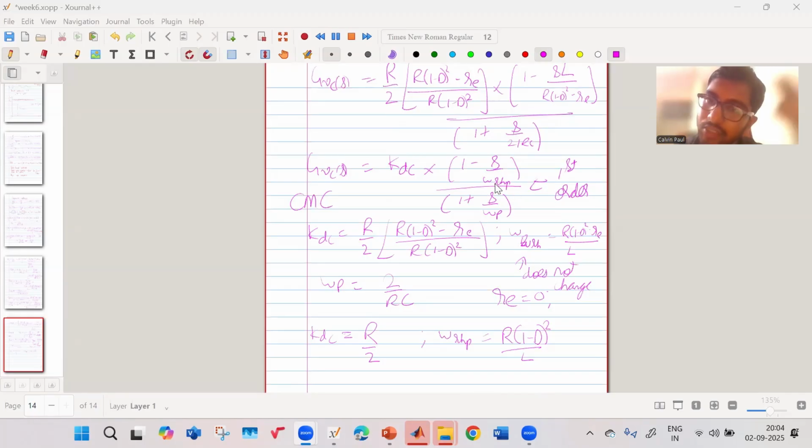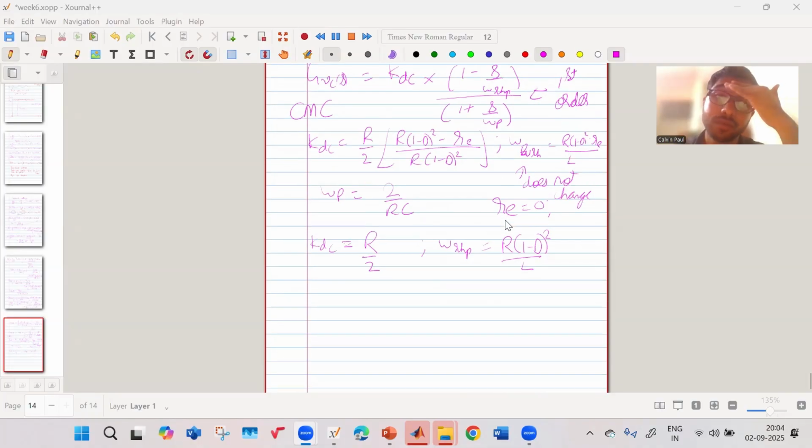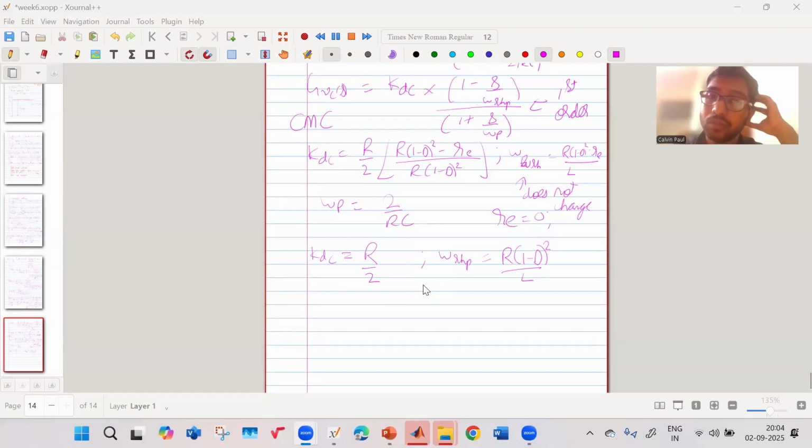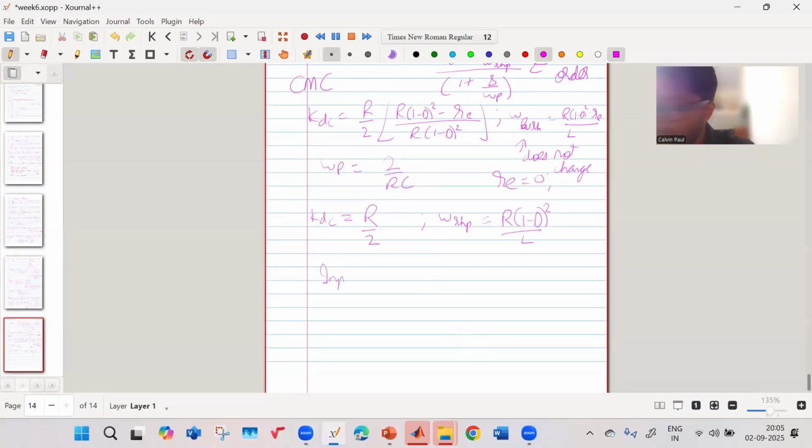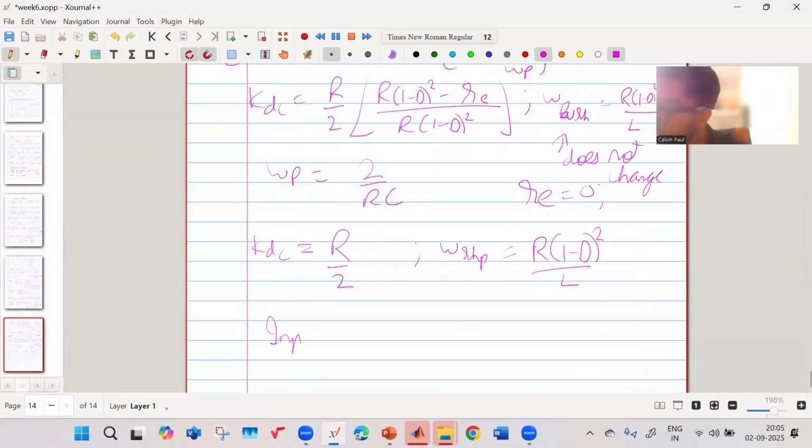The RHP zero location does not change. The pole gets changed; it becomes a different pole. So this is for current mode control, the RHP zero and the pole location. Similarly, you could practice finding your input impedance and output impedance, etc. You could see what the effect is.